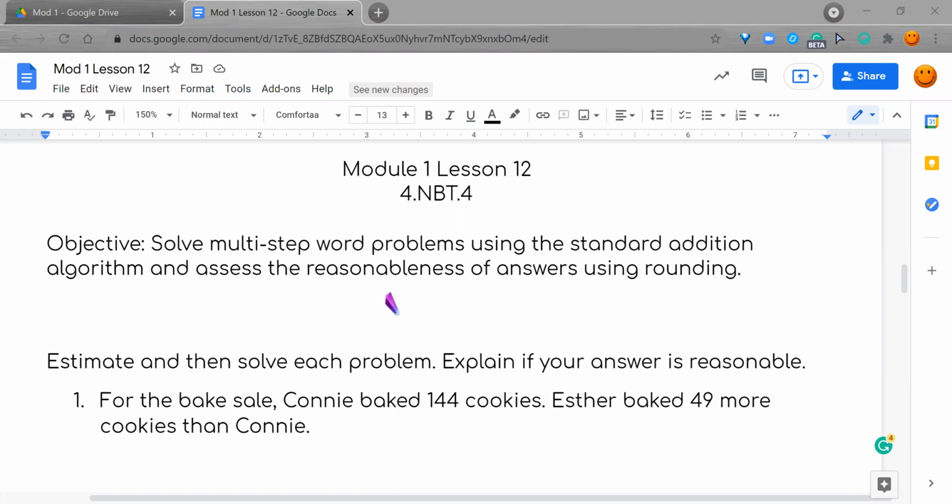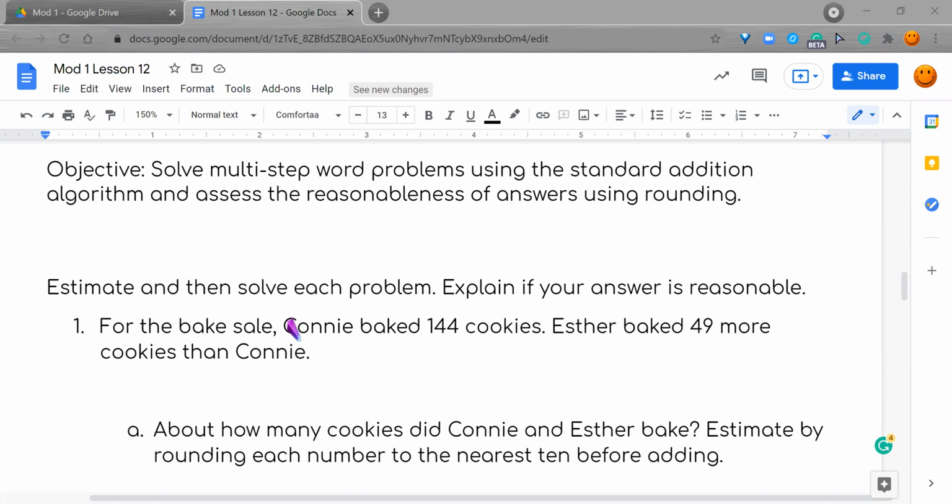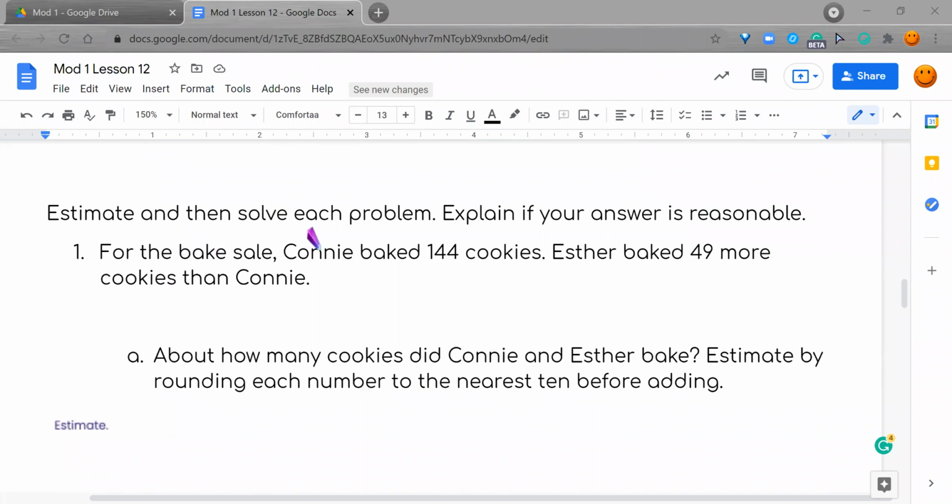And the objective of today is to solve multi-step word problems using the standard addition algorithm and assess the reasonableness of answers using rounding. So here we go. We're going to estimate and then solve each problem. And then we need to explain our answer and make sure it's reasonable.